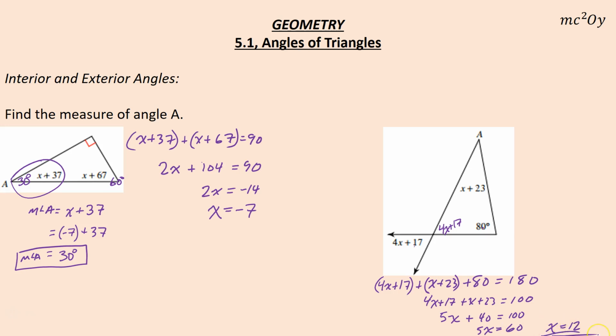They're not actually asking for x. Remember, they're asking for angle A. So measure of angle A is equal to x plus 23. And that means that we have 12 plus 23, which is a grand total of 35 degrees. So measure of angle A, 35 degrees. That's all I got for you.